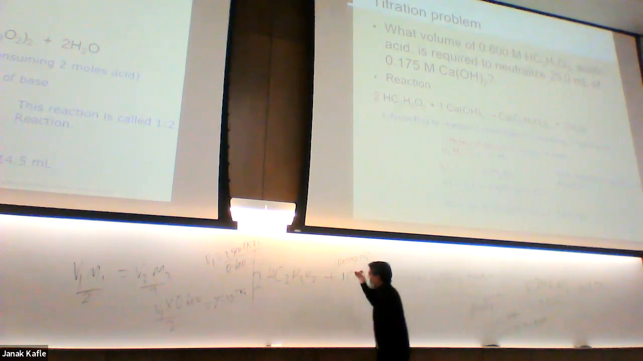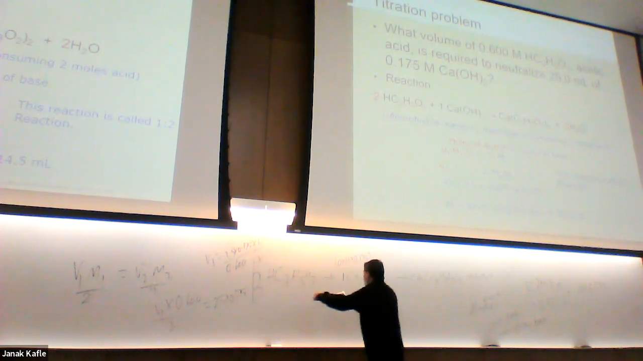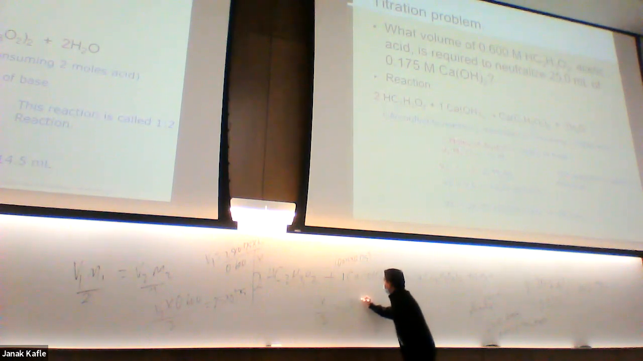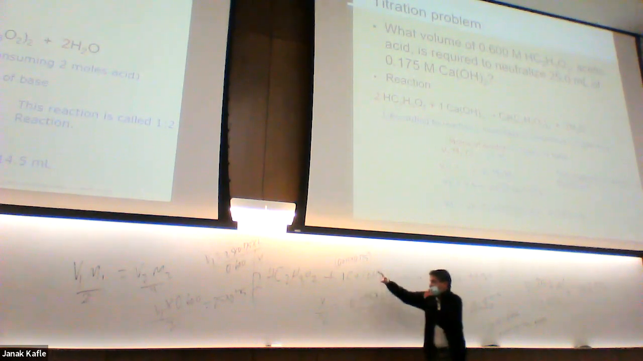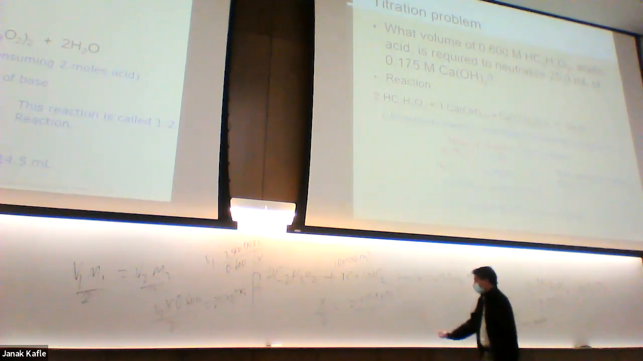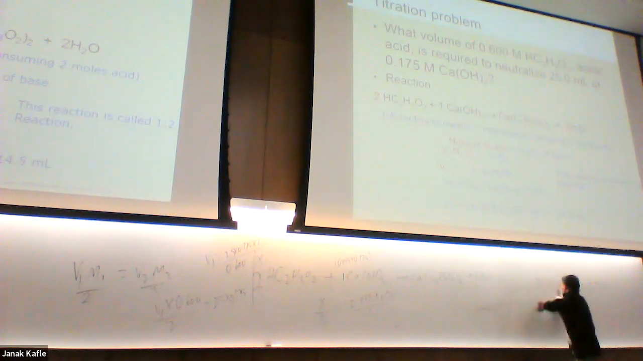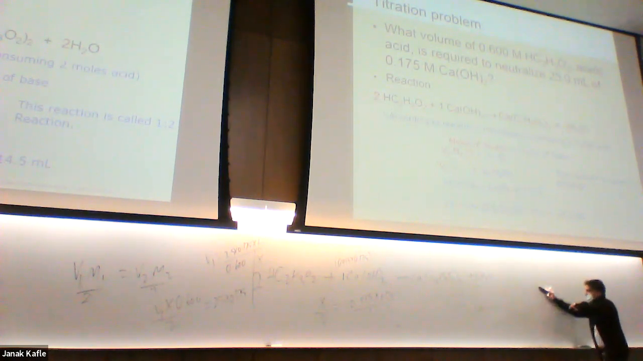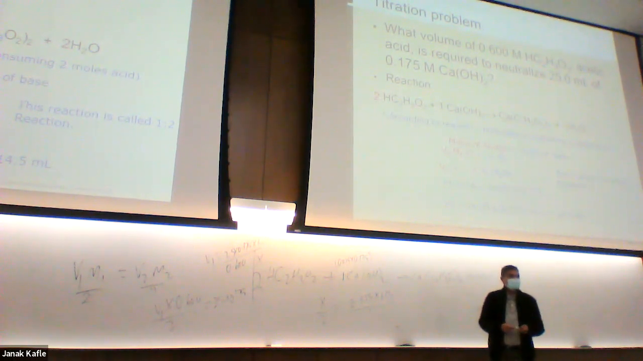And how many moles of this guy do I need? So I could put x here and I just take the ratio. So x by 2 is equal to 0.025 multiplied by 0.175 divided by 1. So I can also calculate the number of moles of acid I need. So I did both ways. I did this problem both ways in the lecture notes, so you can compare there.